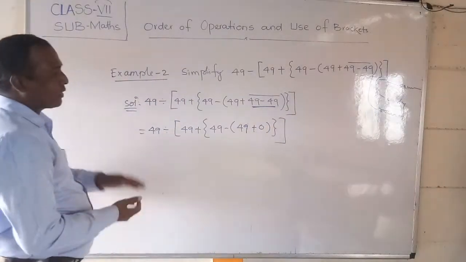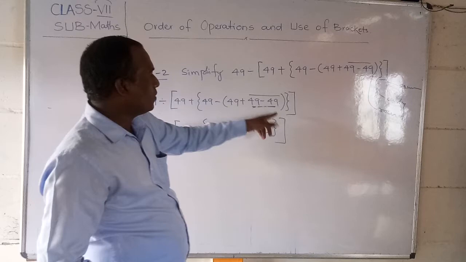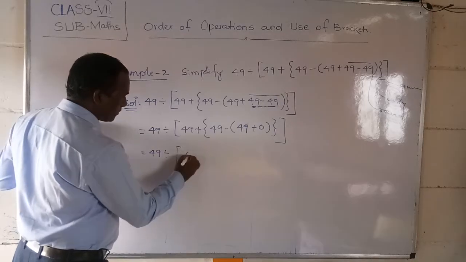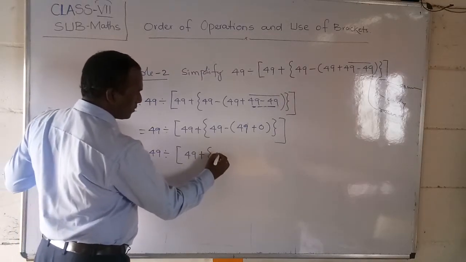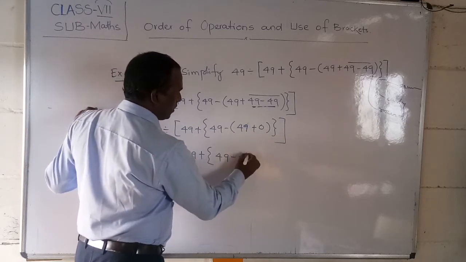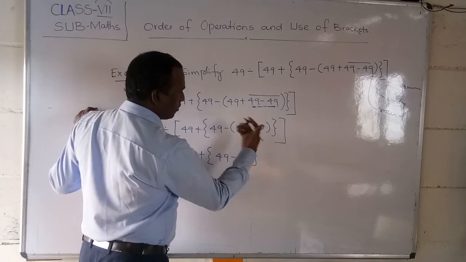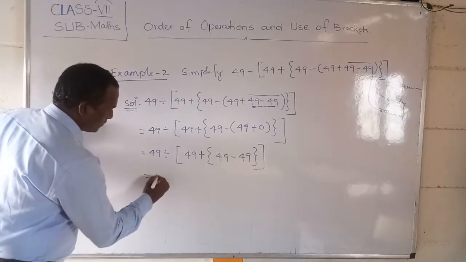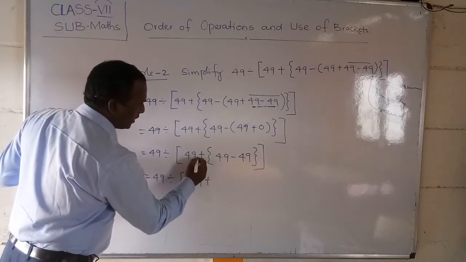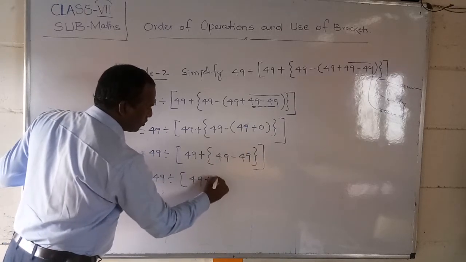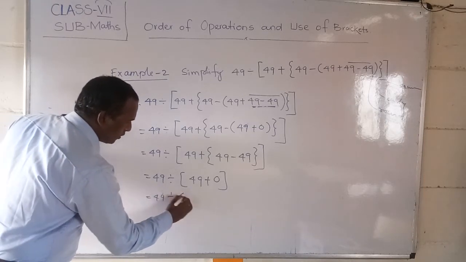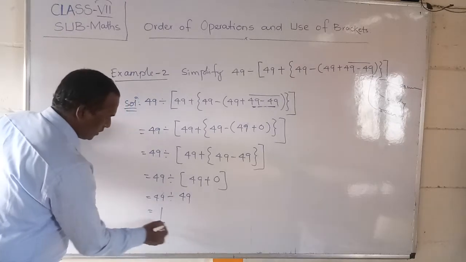Now one bracket we removed here. Next bracket which one we have to remove? This round bracket. So we write the same as it is: 49 plus 49 minus 49 plus 0. This bracket you have to do first. Again only 49. So the curly bracket is done, now the square bracket. 49 divided by 49 plus, this curly bracket work we are doing, the curly bracket work is 0. 49 divided by this bracket is equal to 49. Now division gives 1. This is the answer.